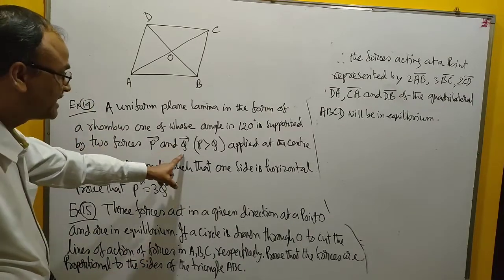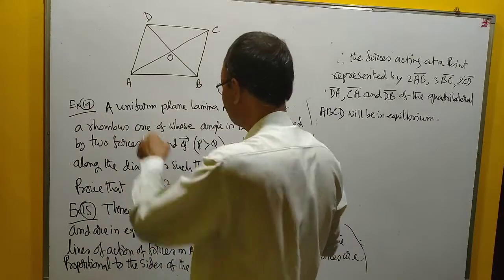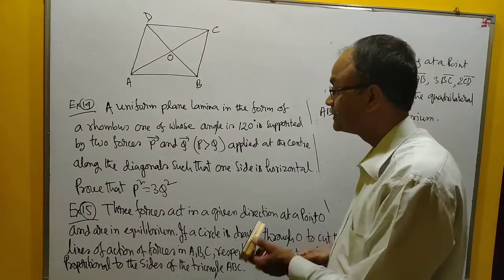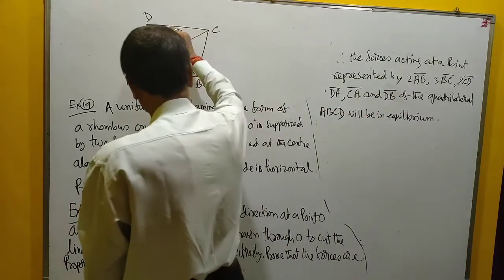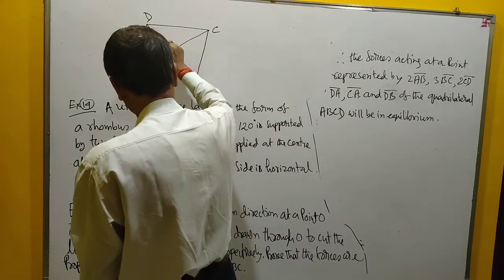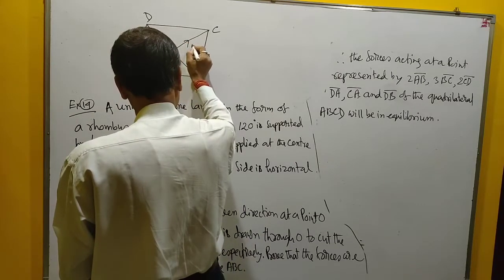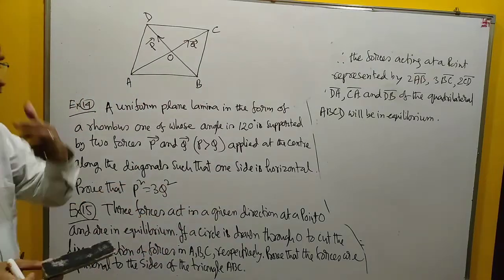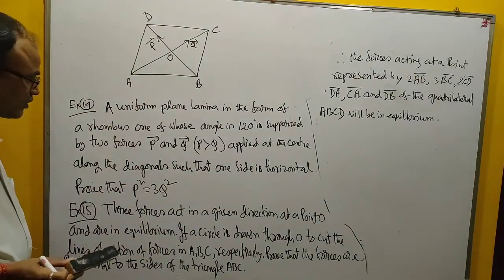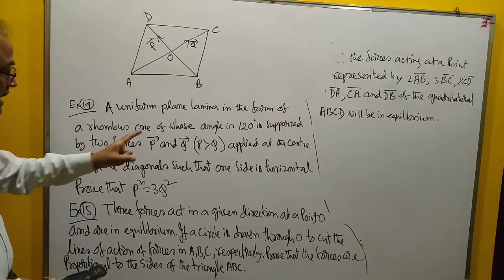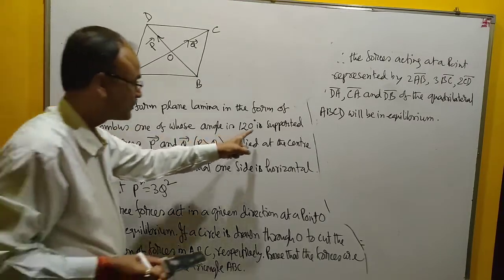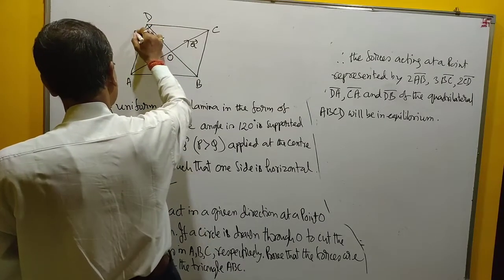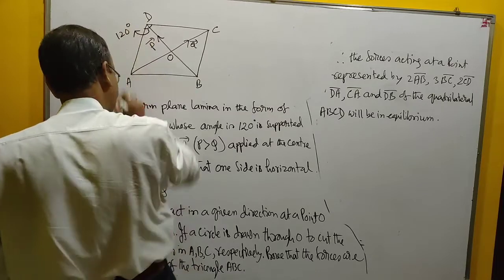Now, two forces P and Q applied at the center, along the diagonals. P is acting along OD and Q is acting along OC. Now, one angle is 120 degrees. Suppose this angle is 120 degrees.